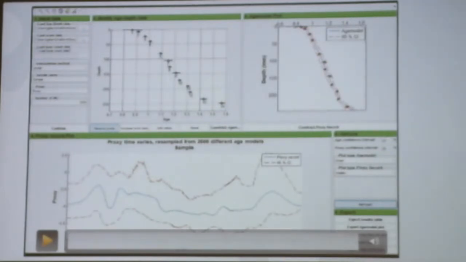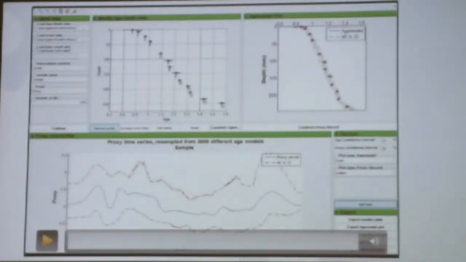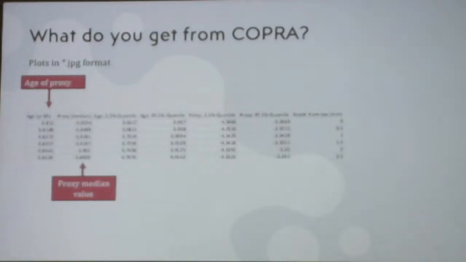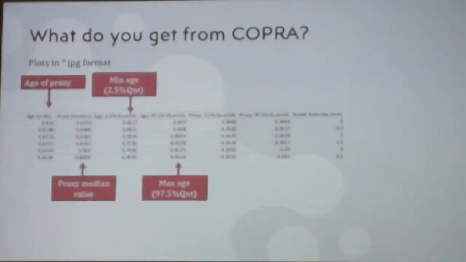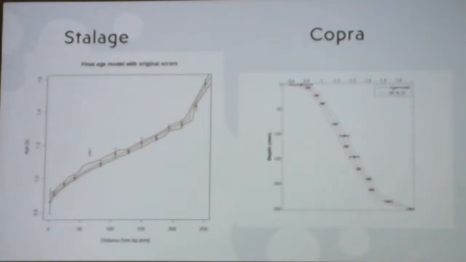Whether you like it or not, it's up for discussion because it is introducing more variability than you actually observe in the time series. It really depends on you to decide how to do it. This is what you get from Copra. Plots, you can get plots in JPEG format, and also the maximum age, the median age, and how the proxy is being affected.